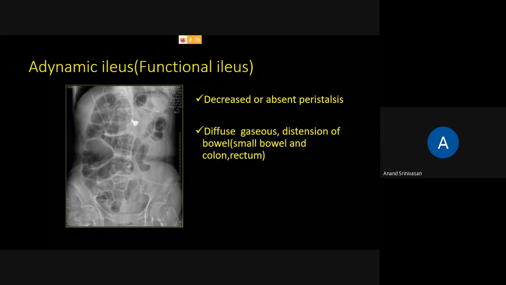Okay, so if they don't regain the peristalsis, it's called adynamic ileus, or functional ileus, or paralytic ileus. So how to find it in an X-ray? You will be able to find gaseous distension of the abdomen, but there are no air fluid levels. There are no intestinal levels, indicating that this is not an intestinal obstruction.